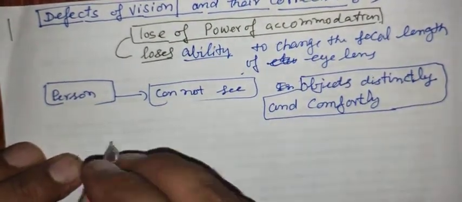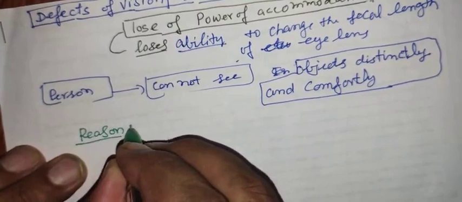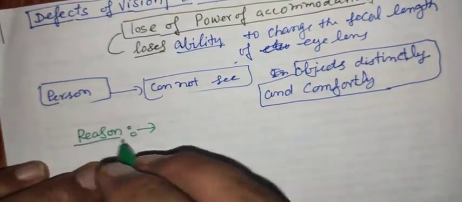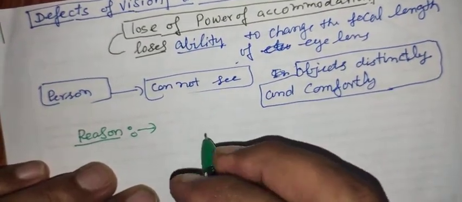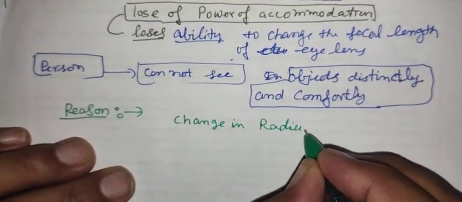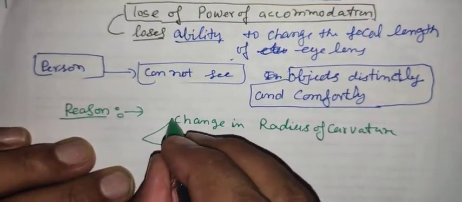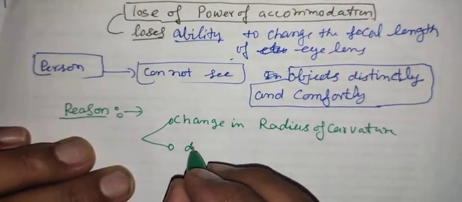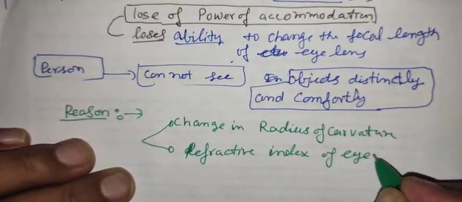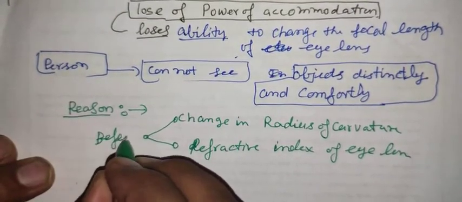Now see the reason for defect of vision. The loss of the power of accommodation of the human eye is due to two things. One, due to change in radius of curvature. Second, due to change in refractive index of the eye lens. So see very carefully, this defect is due to two reasons.